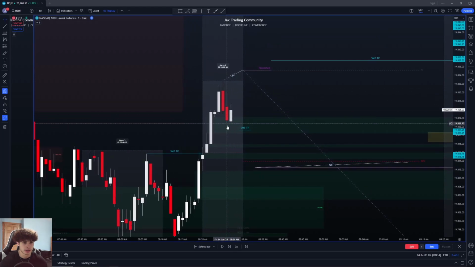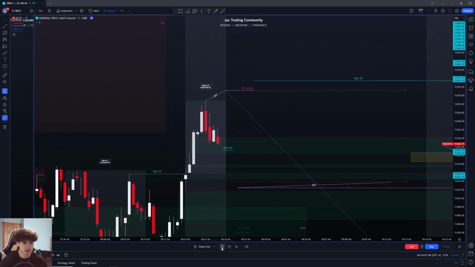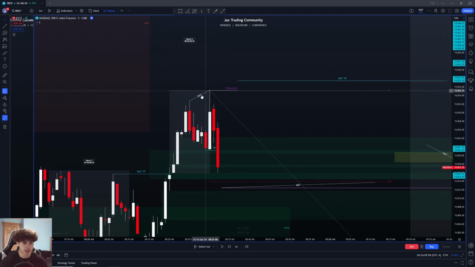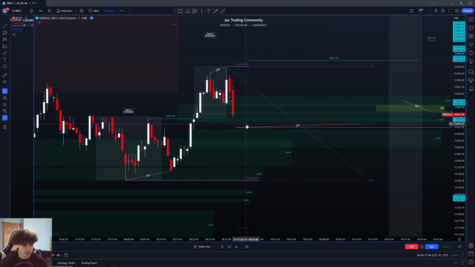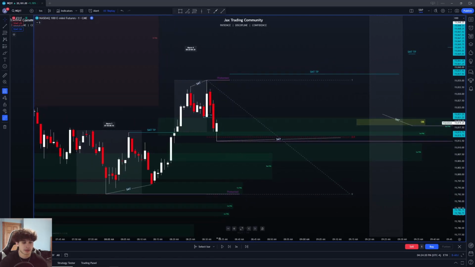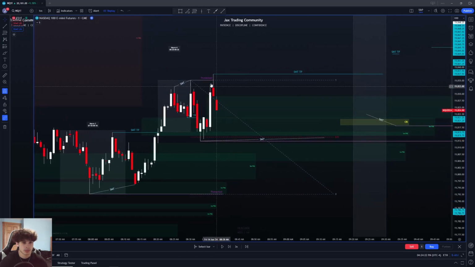So we went a little bit higher. Here's the first PD array we tap into. Get a little buy up, but we create an SMT displacement down, taking out this SMT TP, and now our target is discount of this range right here. We tap discount, then we buy back up to take this previously protected high.